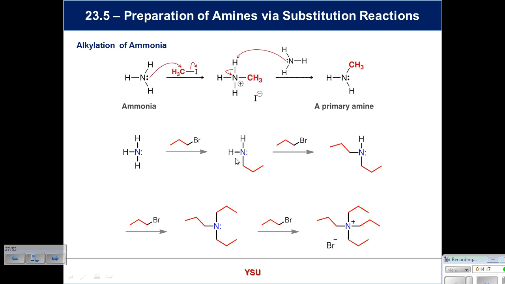The second reaction goes again because the product is more reactive than where we started. Then we can get to a secondary amine after a second deprotonation. Then what we can do is go again with a tertiary amine and carry this on all the way until you form these things.